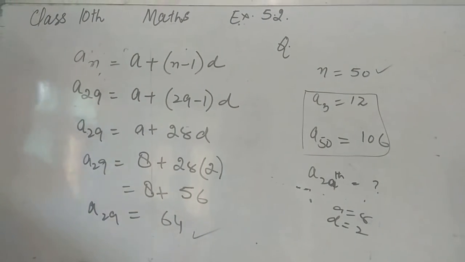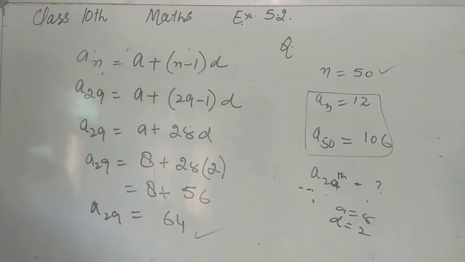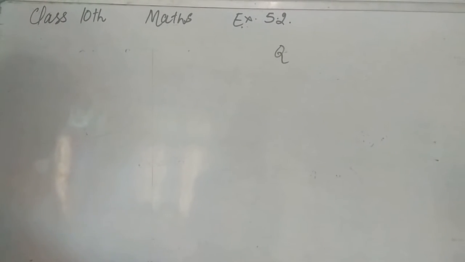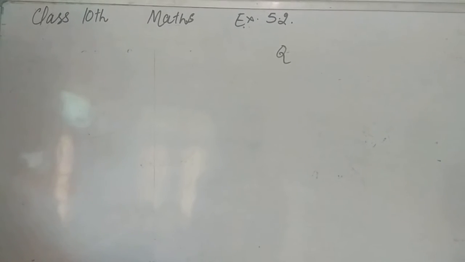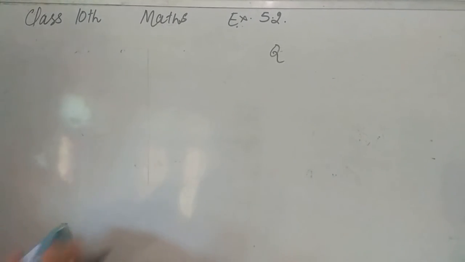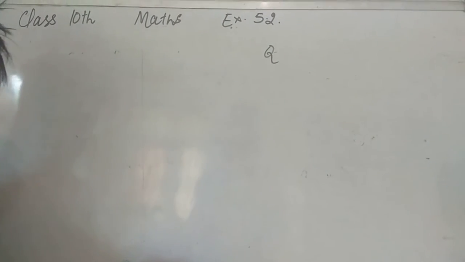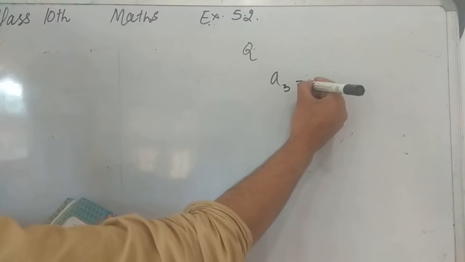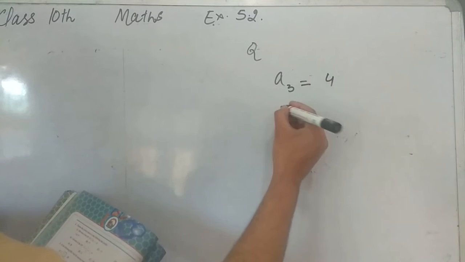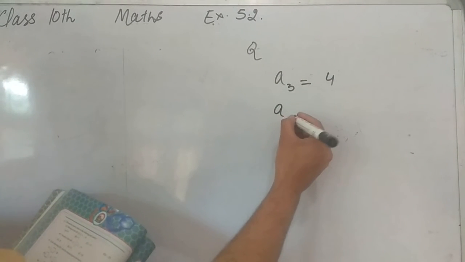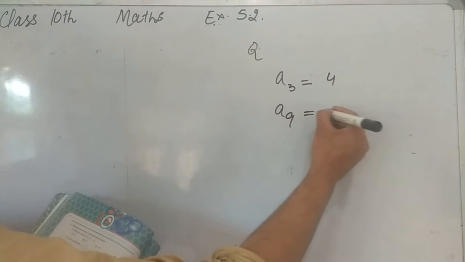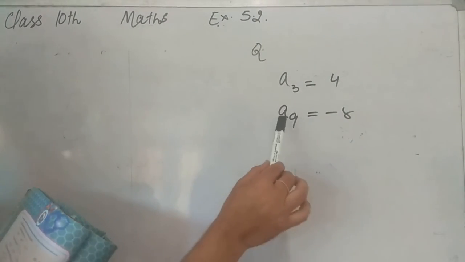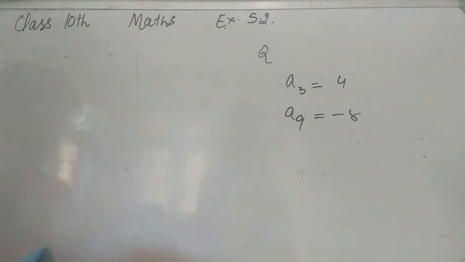Now dear students, the second question. The next question is: if the third and the ninth term of an AP are 4 and minus 8, हमारे पास एक arithmetic progression है, इसकी third term means A3 is equal to 4 and the ninth term is minus 8.